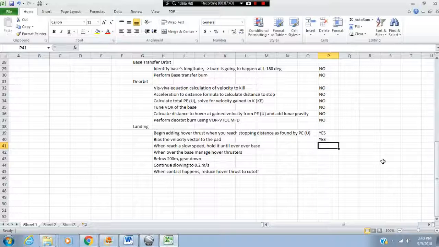When you reach a slow speed, hold it until you're over the base. Yes, that's time critical, because if you don't, then you're probably going to slam into the lunar surface, where you don't want to. When you're over the base, then you want to manage your hover thrusters. Again, you're using your hover thrust at that point. Below 200 meters per second, gear down.